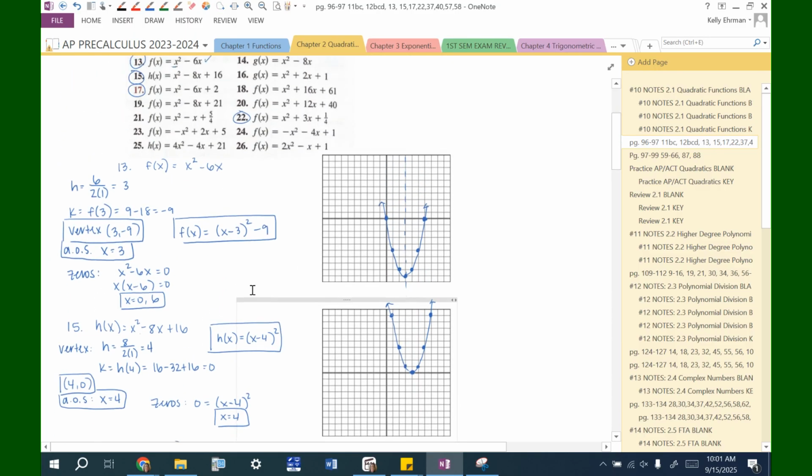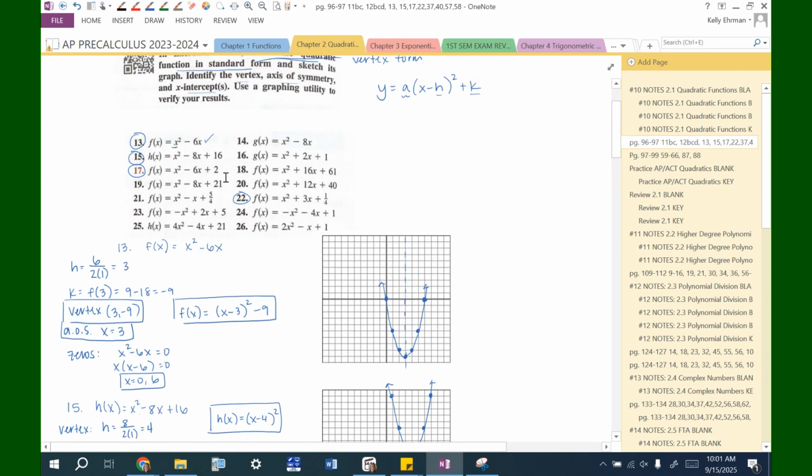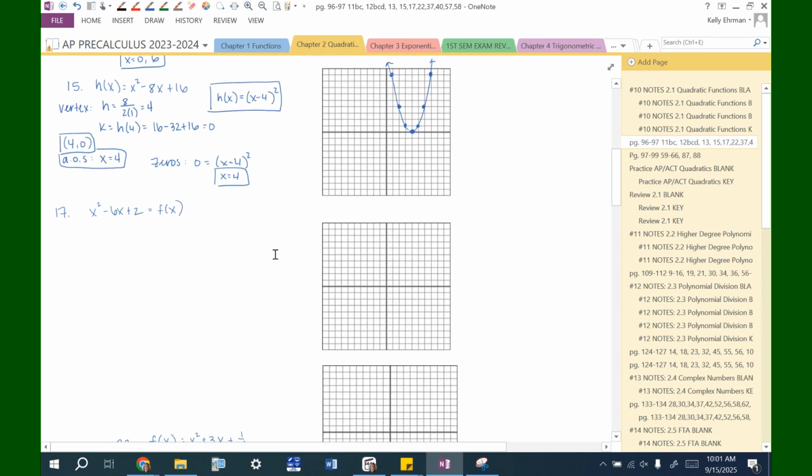So number 17, let me just make sure I'm writing these down right. f of x equals x squared minus 6x plus 2. So again, let's go ahead and find the vertex. So h is the opposite of b over 2 times a, which is 3.